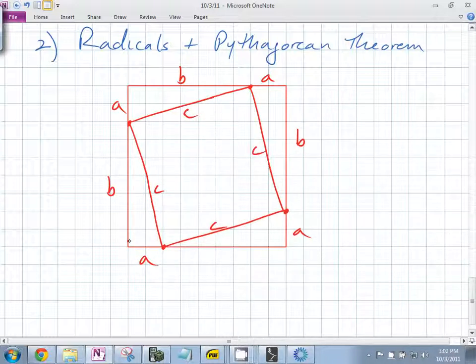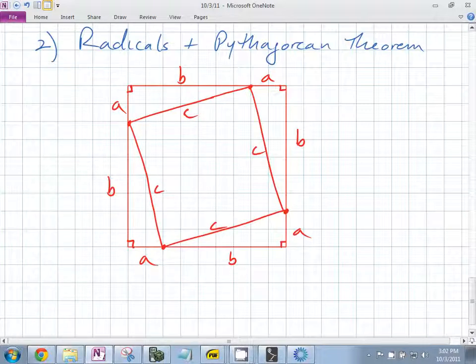What's the side length of the entire thing, of one side of the square? One side has a length of A plus B. Do you agree with that? Okay, you agree with that.